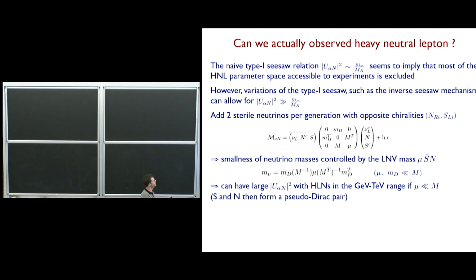In fact, it's not completely true, because this is strictly speaking valid in the type 1 seesaw and valid for one generation. So in practice, it's a bit more complicated, and there are alternatives or variations of the type 1 seesaw that allow you to have an active-sterile mixing angle that violates this relation, that is much larger than this ratio. An example of this is the so-called inverse seesaw mechanism that I'm going to introduce now. What is the inverse seesaw mechanism? Well, instead of adding a right-handed neutrino for each generation to the standard model, you add two sterile neutrinos per generation with opposite chiralities, so N_R and S_L.